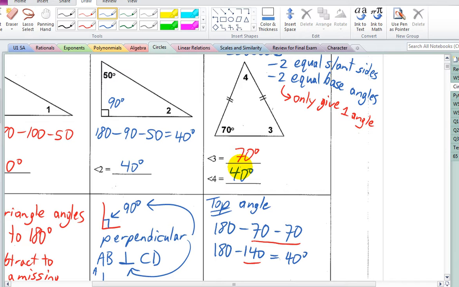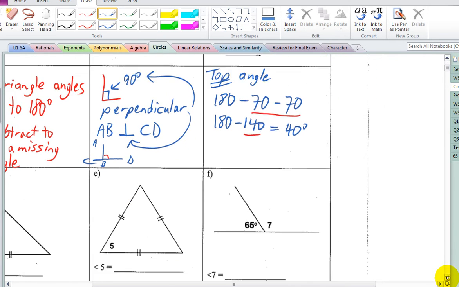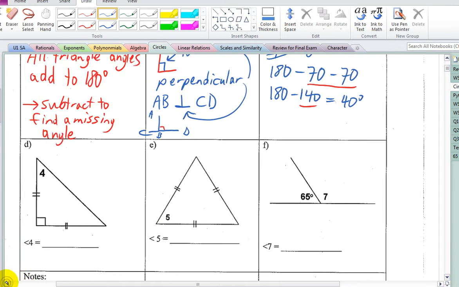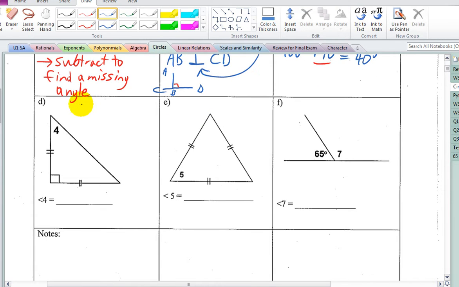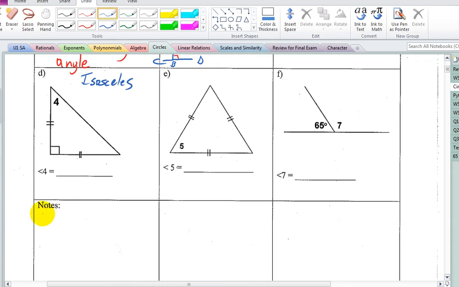Okay. Now, we can go the other direction as well, and we can just give you the top angle, and you have to find the bottom two. That also works. And that's exactly what we do here. Okay? So again, this is an isosceles. So the base angles are the same. So that's what you need to make sure you understand.